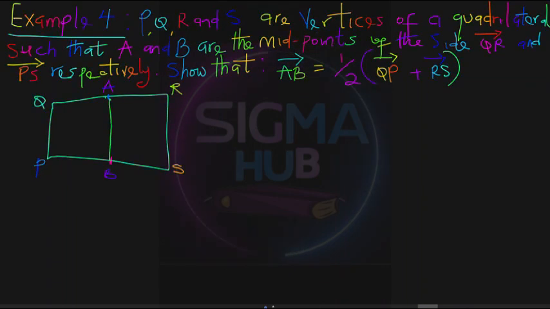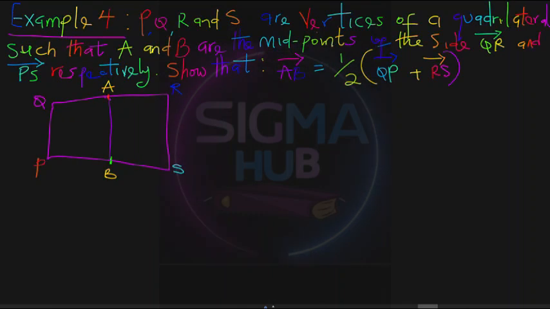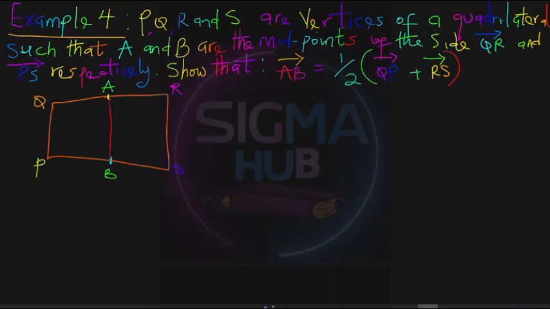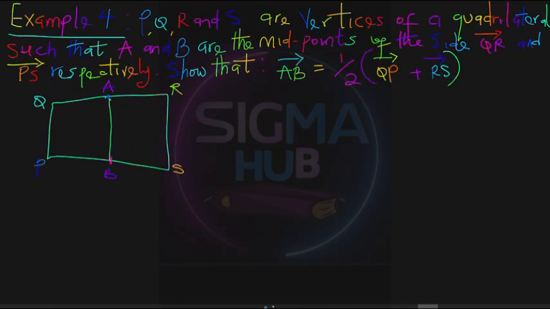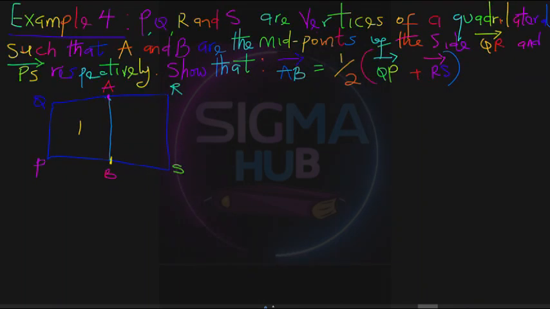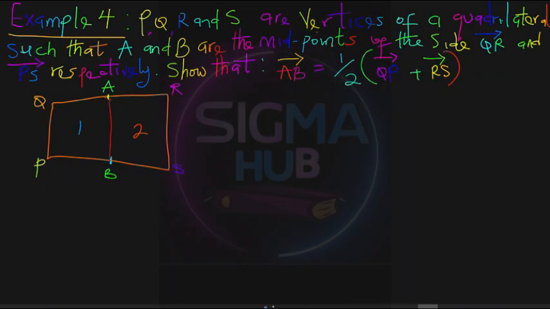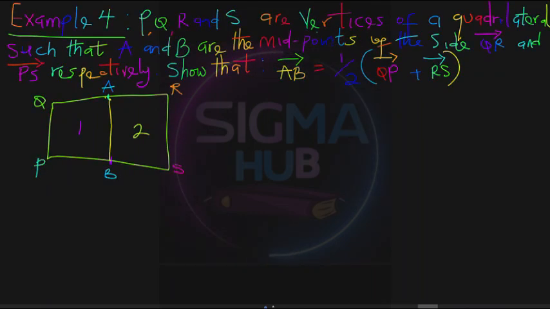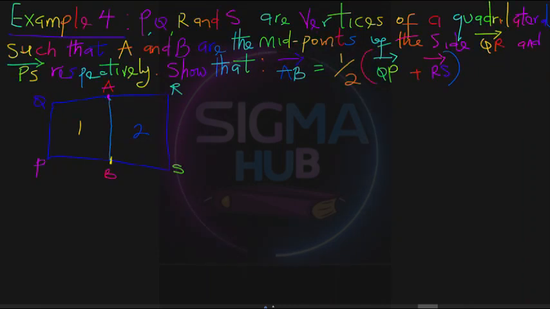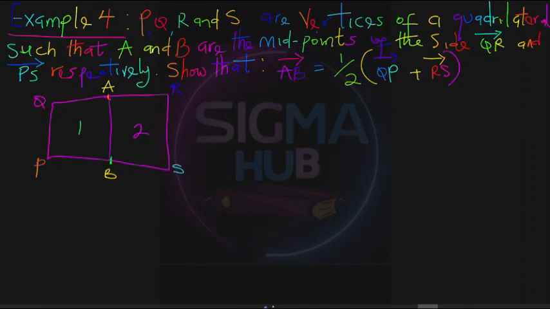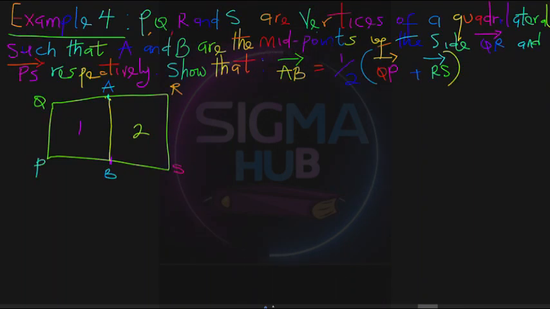Now joining A and B together automatically shows that we have divided the quadrilateral into two. That is one, PQAB, then two, which is BARS. So we have divided the quadrilateral into two other quadrilaterals. So the addition of these two quadrilaterals gives me the whole quadrilateral that was given, which is PQRS.